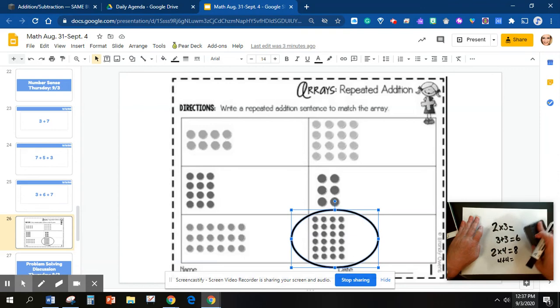Practice your 2's. See if you can do them. If you have your 2's down, record yourself and send it to me.